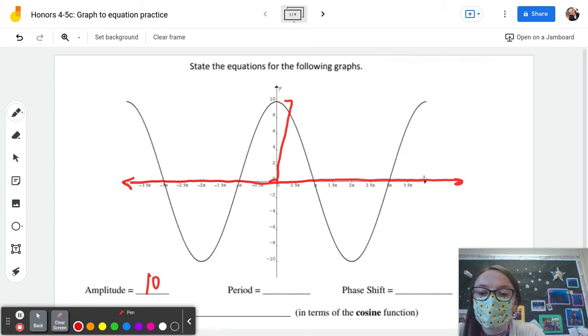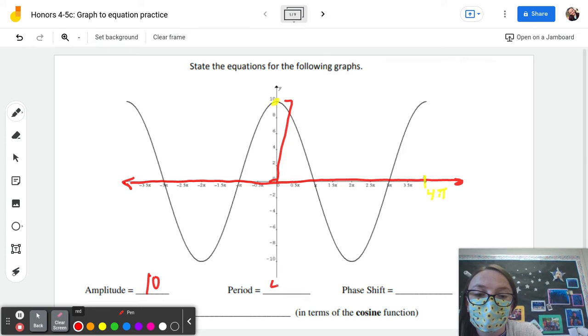The period is basically how long it takes for the function to start over. So say we pick a starting point, and our starting point is up here. How long does it take for me to get to another max? Well, it cuts off a little bit, but it looks like it's about 4 pi. So in order for me to go from 0 to another max, it's going to be 4 pi.